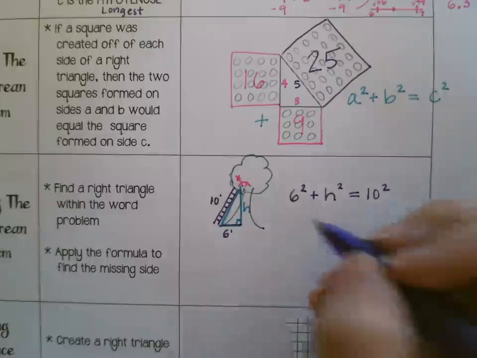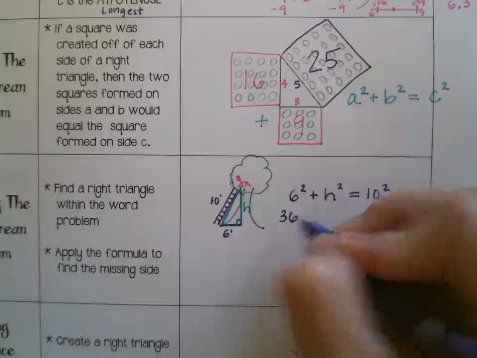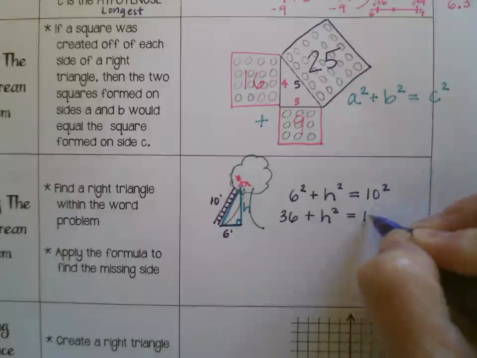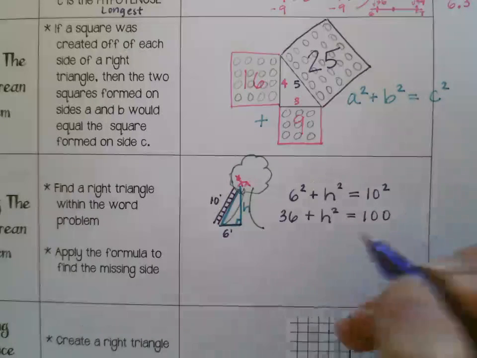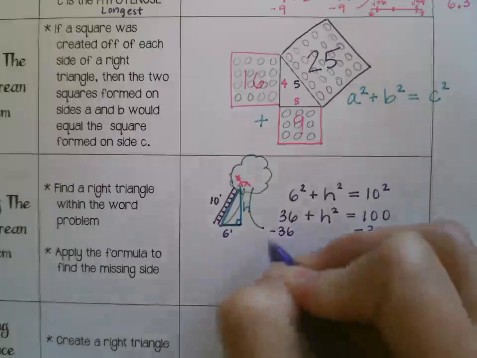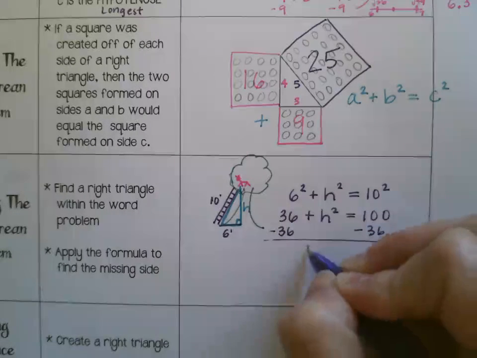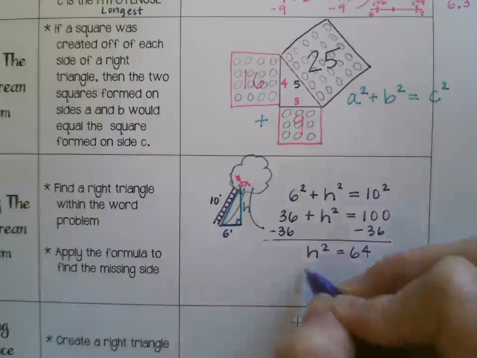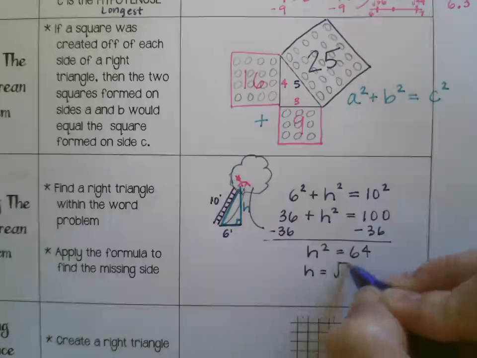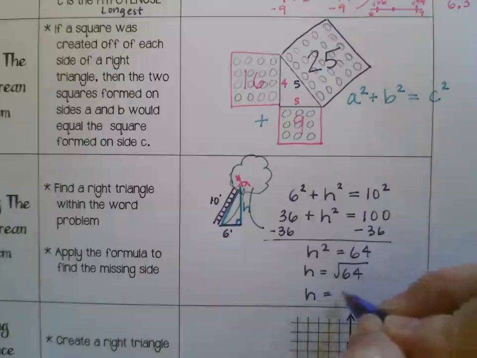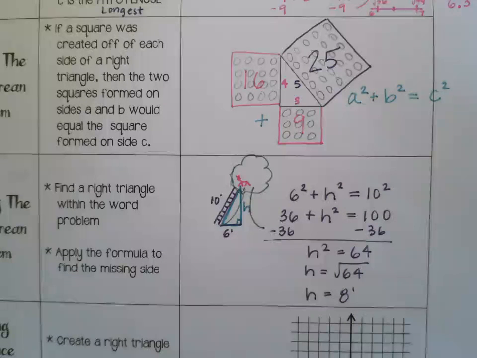All right, well, let's see what we can do. Well, we know that's 36. I don't know what h squared is. I know that's 100. If I work to solve this like an equation, then I know that has to be 64. So the height would have to be the square root of 64, and that happens to be perfect. So I know that the cat is 8 feet in the air.